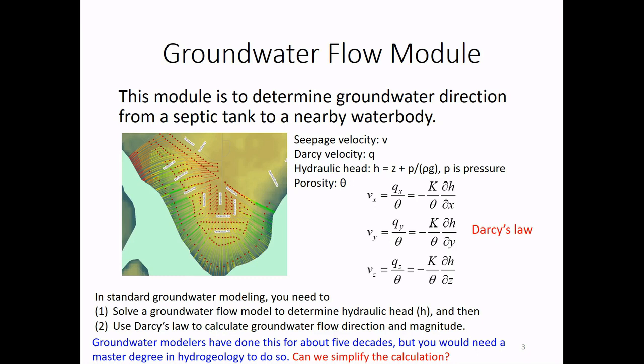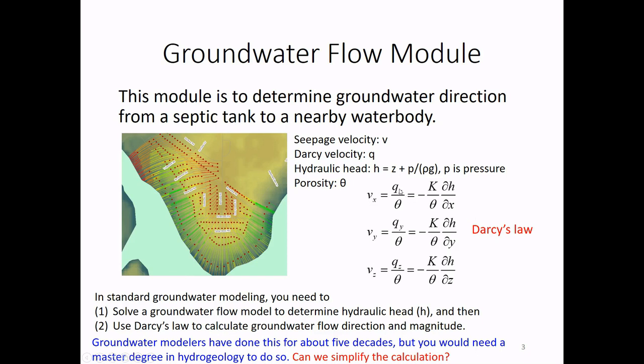To do so, we use something in hydrogeology called Darcy's law. Keep in mind that in the real world, everything is 3D. So we have a velocity in the x direction, y direction, and z direction. We first calculate something called the Darcy velocity, which is q here, and then divide this Darcy velocity by porosity. Porosity is how much pore space you have in a soil volume or rock volume. This gives us the so-called seepage velocity, which is the actual velocity at which water particles travel in pore space.